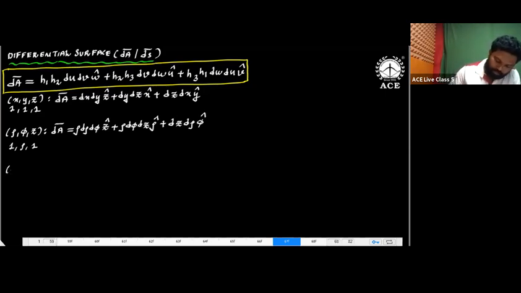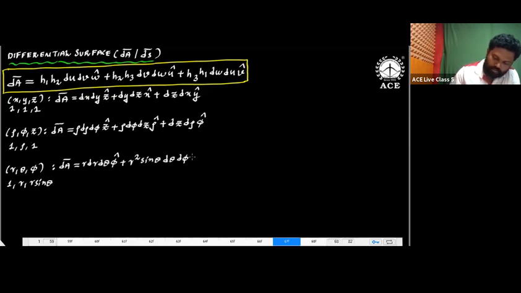Next one, r theta phi. Here the scaling factors are 1, r, r sin theta. dA is equal to first two: r dr d theta phi cap. Next two: r square sin theta d theta d phi r cap, plus r sin theta d phi dr theta cap.